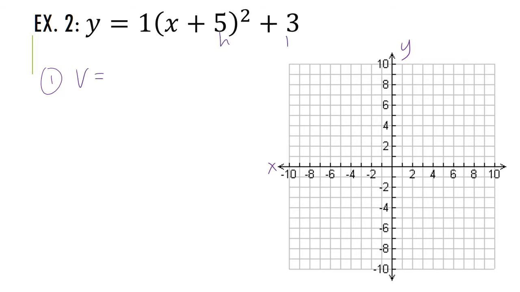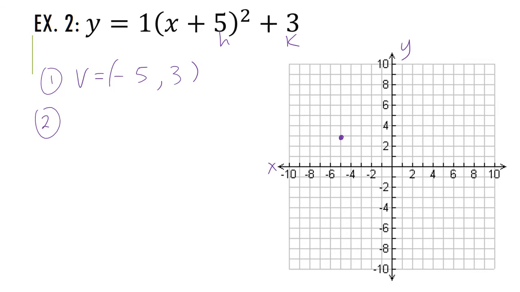There's h, there's k. H is always opposite. What's the opposite of 5? Negative 5. And 3. Perfect. Already we're basically halfway done. There's a point to plot. So negative 5 on the x and 3 on the y. That's right there. Already you have 1 point without having to do any work. Just read it right out of the equation.